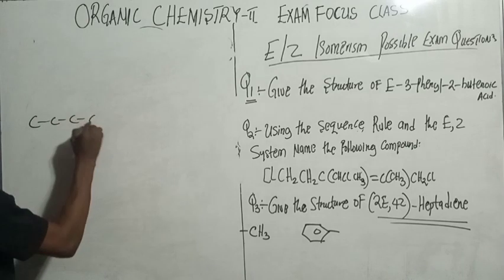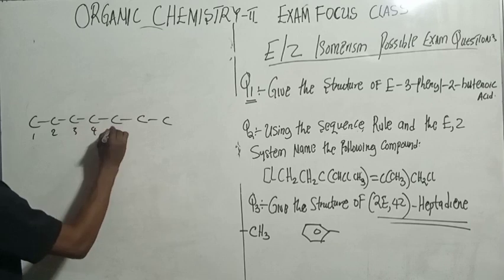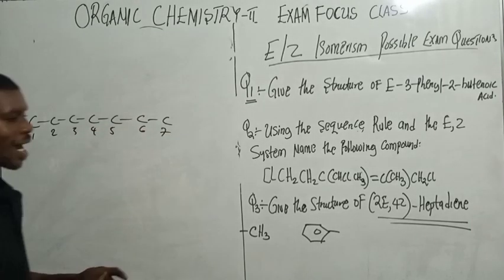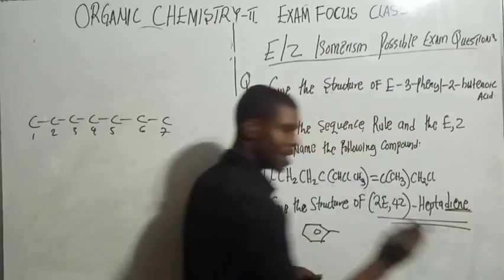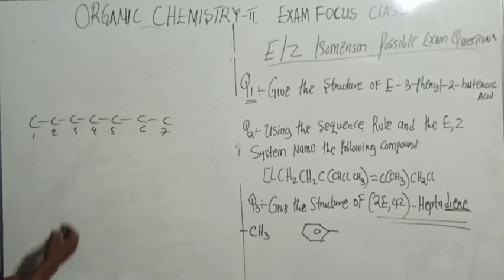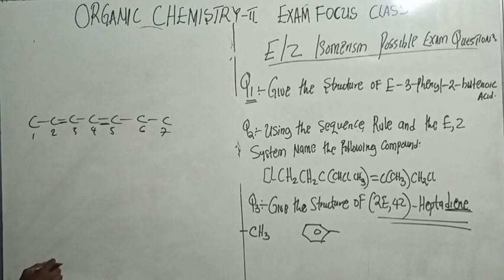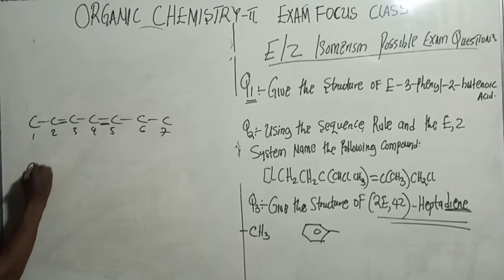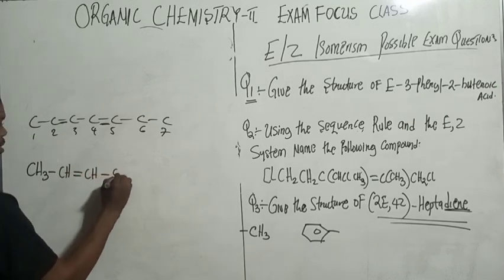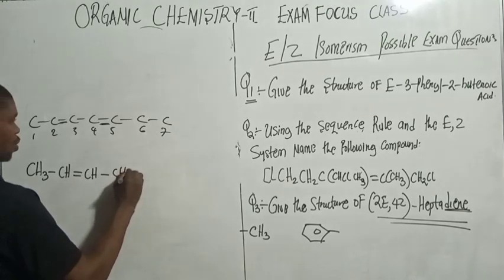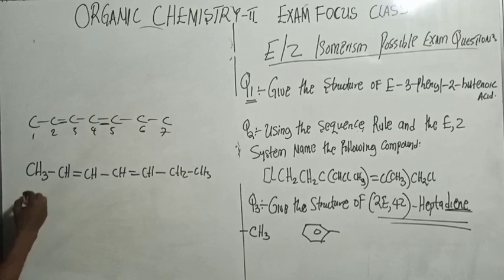1, 2, 3, 4, 5, 6, 7. Right there. So I can mark 2 as having a double bond, because diene means a double bond. A double bond. Then I can mark 4 as having a double bond. Do you see that? So here I can say CH3, CH double bond CH, double bond CH. Here we have CH2, CH3. Now this is the structure.